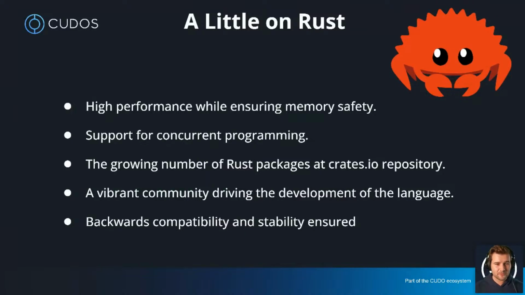Another important thing with Rust is it compiles down to a binary, so it can run on almost anything. It's backwards compatible, and stability is ensured on all devices from standard operating systems down to sort of embedded tiny things out there as well.